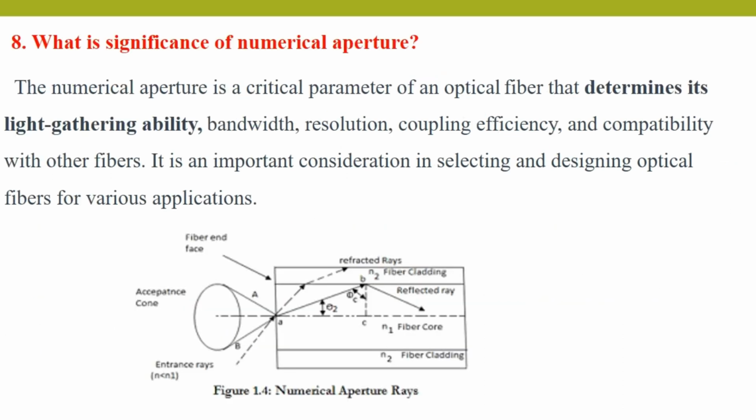And what is the significance of numerical aperture? Acceptance angle and numerical aperture are the key parameters. The acceptance angle tells what is the maximum angle we can go in order to transmit the signal into the optical fiber, whereas the numerical aperture determines its light gathering capability. So if we know the numerical aperture of the optical fiber, that can be used in selection of optical fibers for transmission based on properties like bandwidth, resolution, coupling efficiency, compatibility with other optical fibers. So it is an important parameter in the designing of optical fibers.